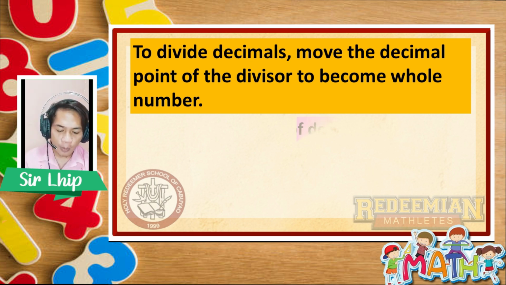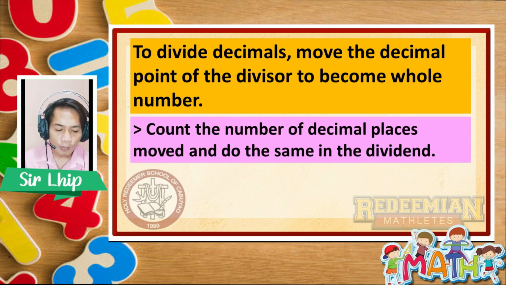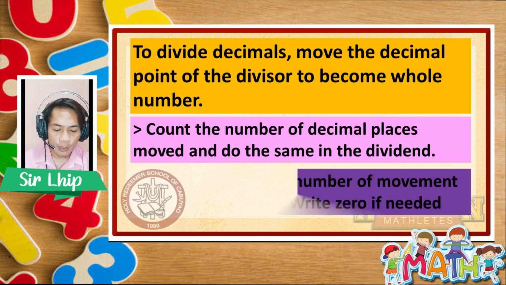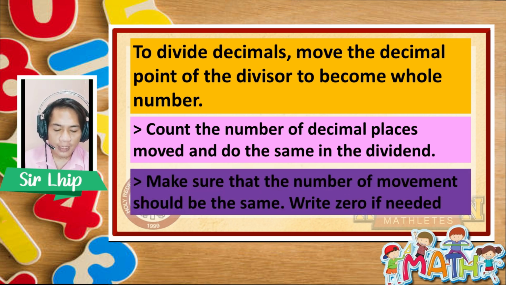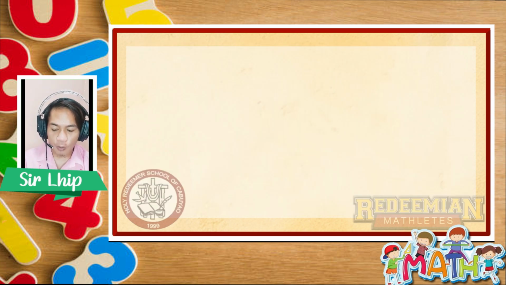Dividing decimals. To divide decimals, move the decimal point of the divisor to become a whole number. Count the number of decimal places moved and do the same in the dividend. Make sure that the number of movements is the same. Write 0 if needed.